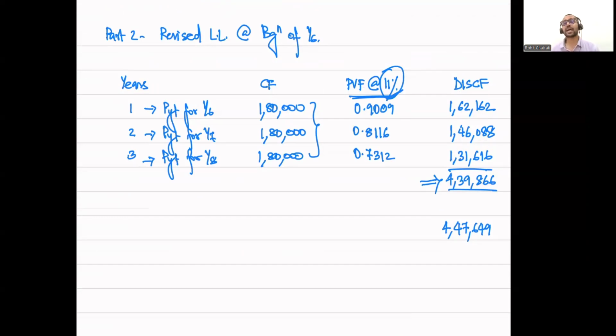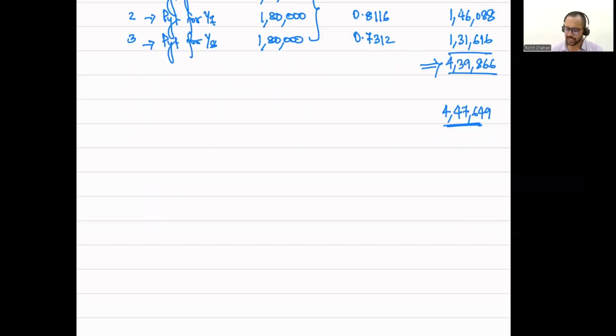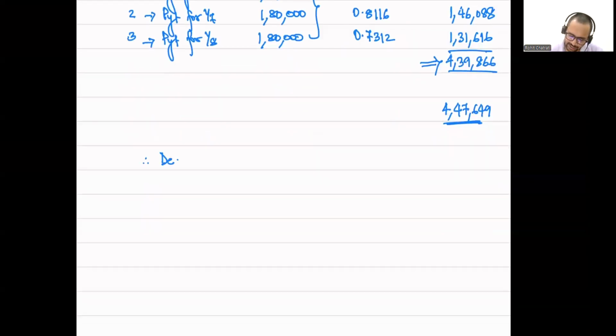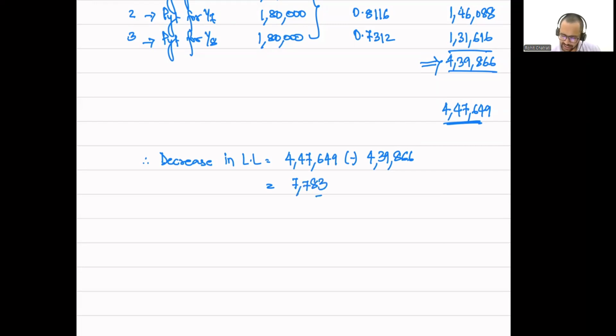So here we actually have a decrease in lease liability. In my books, I have a lease liability of 447,649. I need to recognize a lease liability only of 439,866. Therefore, I have got a decrease in lease liability. 447,649 less 439,866, the difference is going to be equal to 7,783.